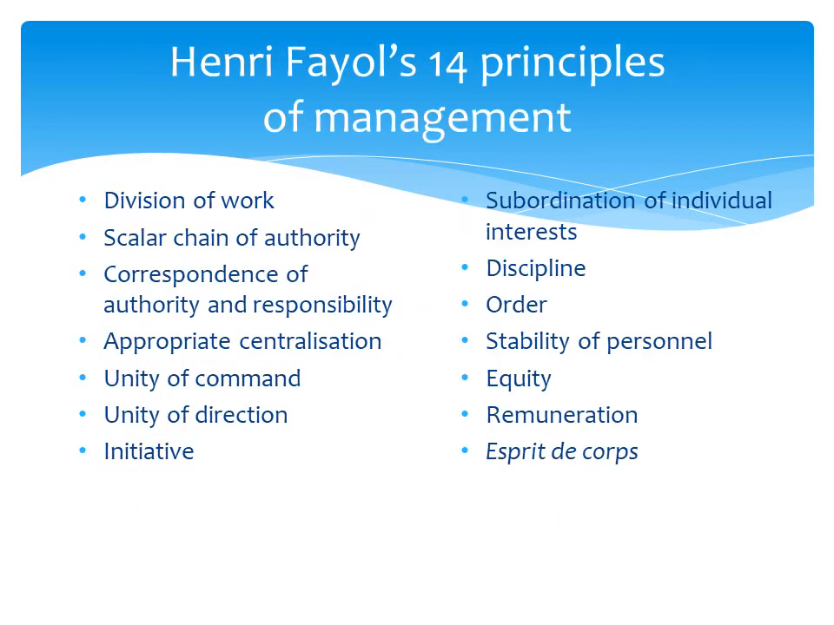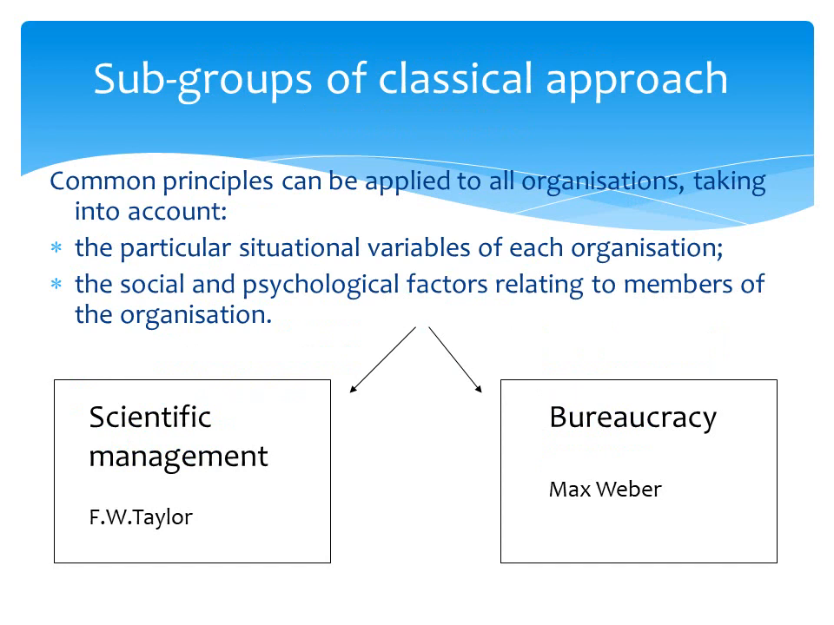Fayol also came up with 14 principles of management: there needs to be division of work, clear authority, clear. There's so many people bringing out their own theories. I know, there's a lot. So there's 14 principles there, and now we've got a split in classical: the original classical school can perhaps be thought of as scientific management, Taylor, or perhaps as bureaucracy, as described by Max Weber. So they're subgroups of the classical approach, which are on your syllabus.